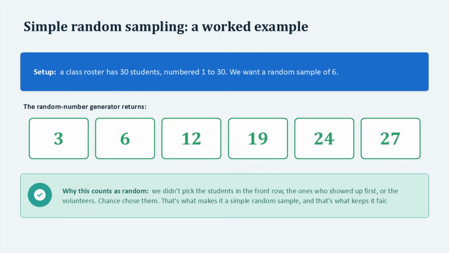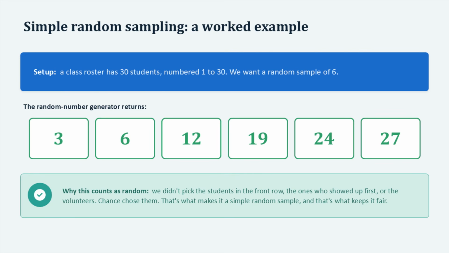Now here's what I really want you to notice. I didn't choose the students sitting in the front row, nor the students who happened to walk into class first. And I didn't simply ask for volunteers. Why does that matter? Because each of those choices could introduce bias. Students who volunteer might have stronger opinions or might simply be more comfortable participating. Instead, I let chance make the decision. That's the whole point of simple random sampling.